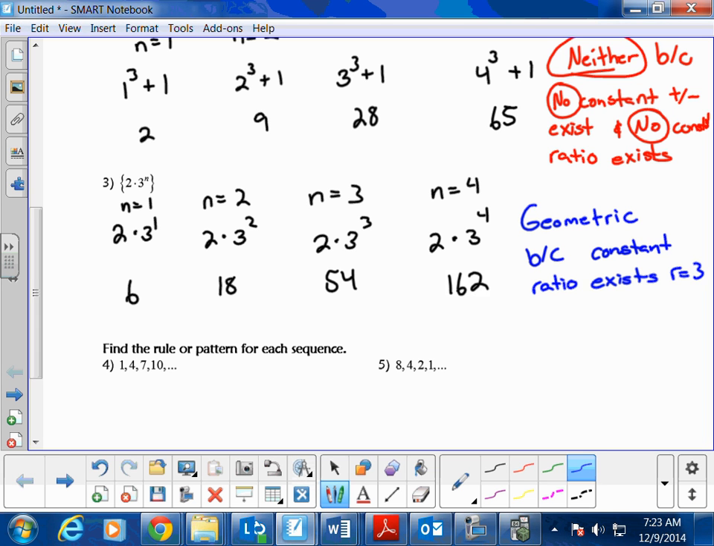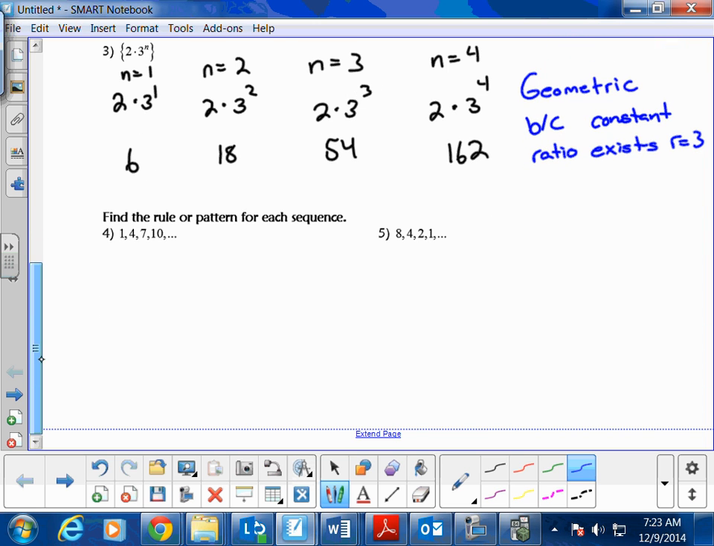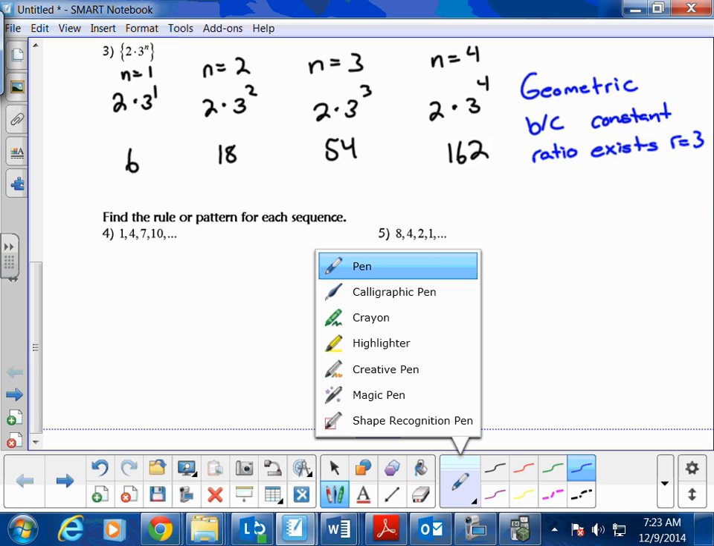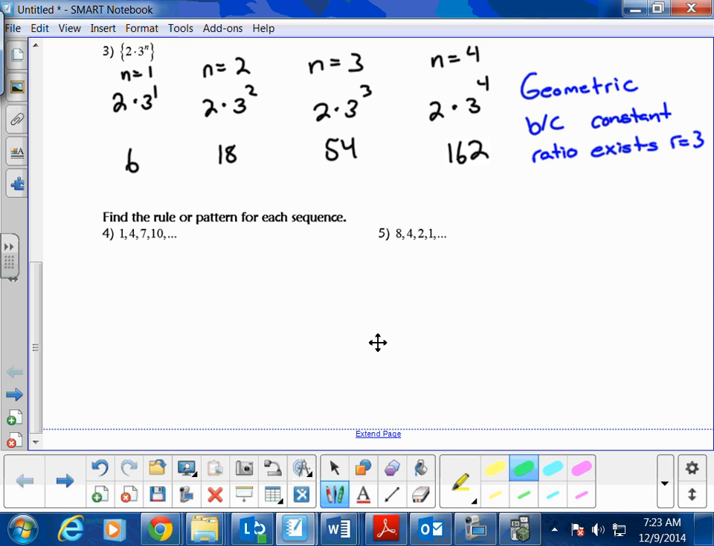Now with that in mind, we're going to be given a sequence and asked to find the rule or the pattern. Find the rule or the pattern for each sequence. With each one of these sequences, we're going to follow a 3-step pattern. Step 1 is to find a sub 1. For this one, it's 1. Step 2 is to determine if the sequence actually contains a D or an R, to see if it's geometric or arithmetic.